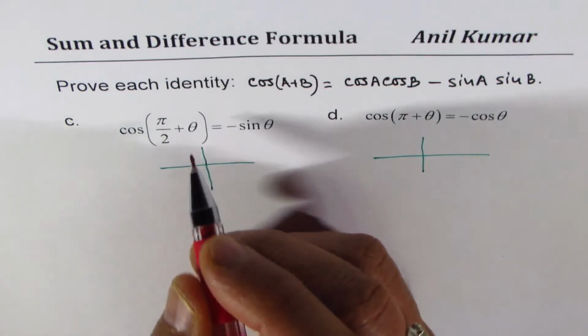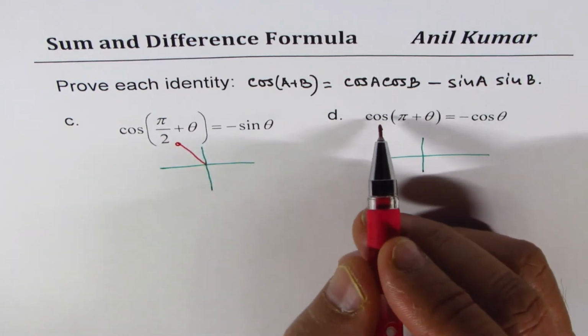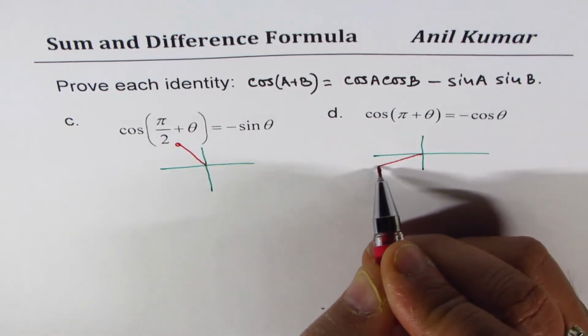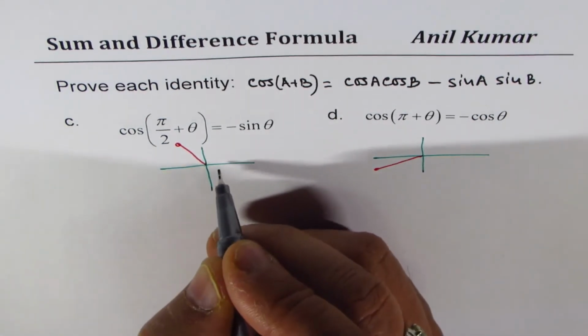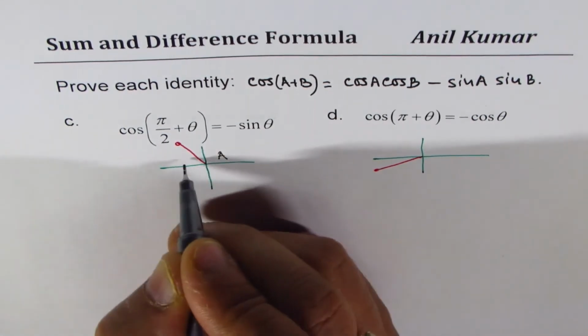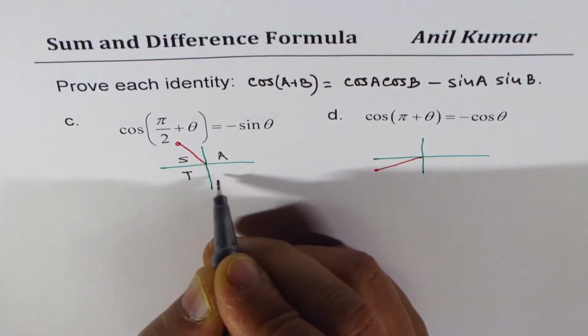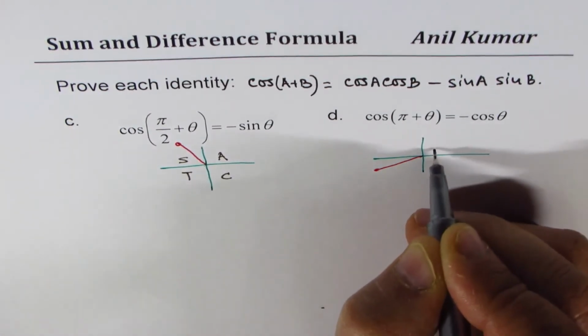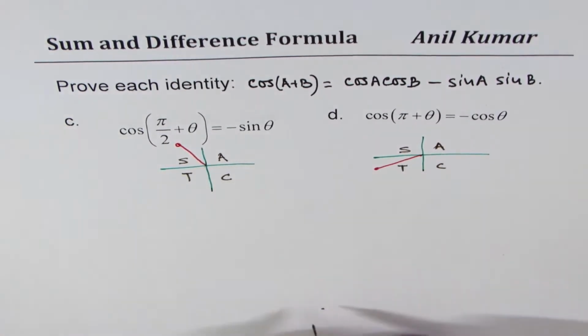Pi by 2 plus theta means we are talking about the terminal arm here. Pi plus theta, we're talking about the terminal arm here, right? Let's add some more information here. That is the rule. All are positive in the first quadrant, only sine in the second, tan in the third, and cosine in the fourth, right? So we write this, to know what is positive in which.